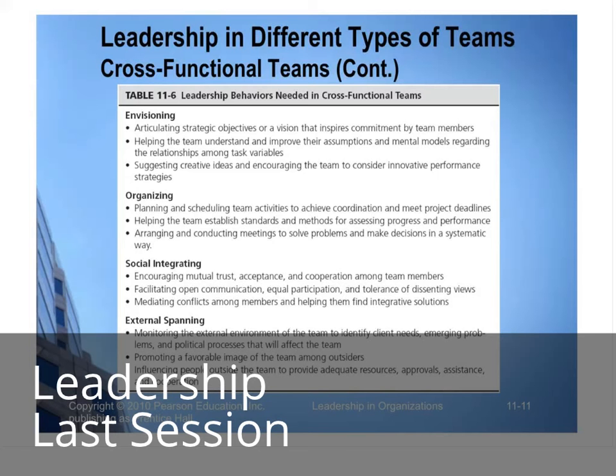And then you promote a favorable image of the team among outsiders. So it's not just team building inside, but at the same time, the outsiders should also have a good image of your team. So it's also promoting your team, because when people think good stuff about you, that's going to help your performance as well. So please keep that in mind as well. Then you have influencing people outside. We talked about it.